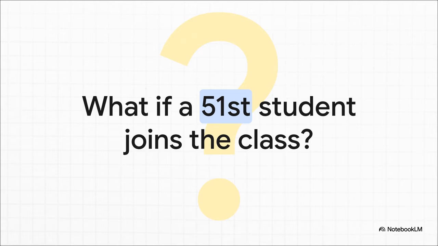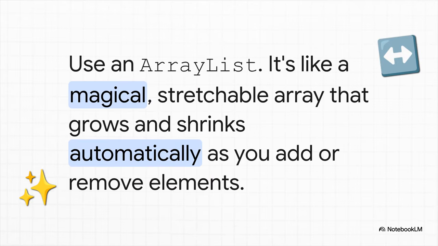What do you do? Well, the solution is another awesome tool from Java's library, the ArrayList. Just think of it as a magical, stretchable bookshelf that automatically grows or shrinks whenever you add or remove books. Now, under the hood, it's actually using a regular array, but it handles all the messy work of creating a new, bigger one and copying everything over for you. It gives you that awesome flexibility for when you just don't know how big your data is going to get.